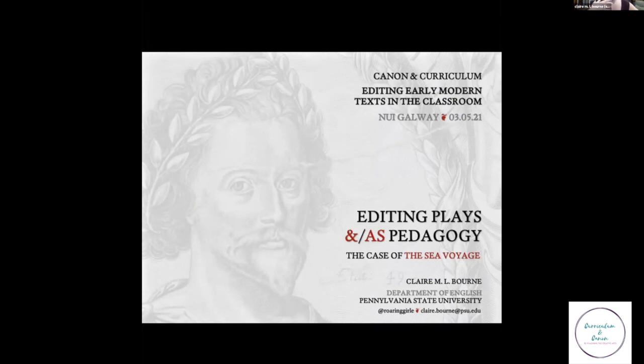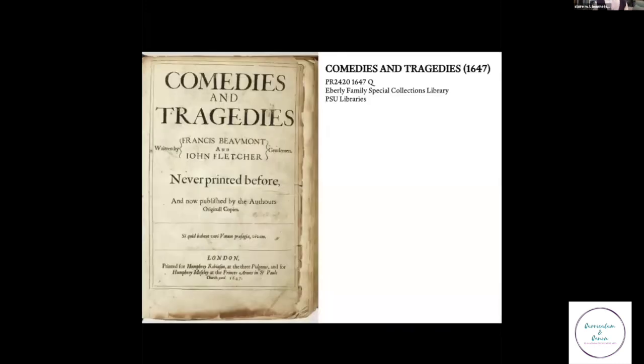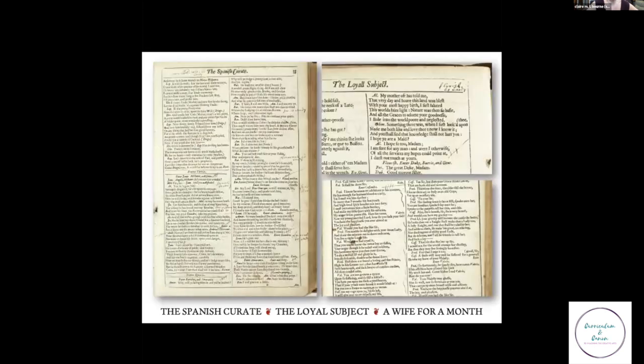So with that in mind, I'll walk you through how I designed this assignment, which was a semester-long assignment, but where I also had to teach other things in the course. So the inspiration for this assignment came from the copy of Comedies and Tragedies written by Francis Beaumont and John Fletcher, Gentleman, which is here in Penn State Special Collections. And it is a copy of this folio that's really quite interesting because 3 of the plays in the copy are marked up for very early performance.